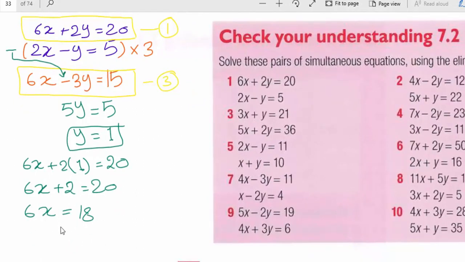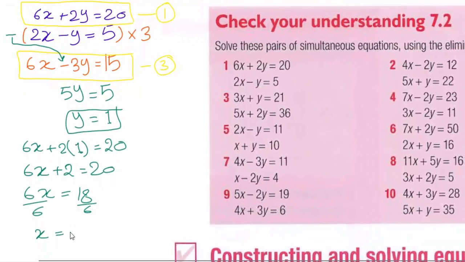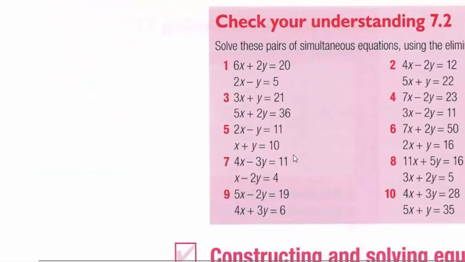6 times which number is 18? 3. Or divide both sides by 6. You see x is equal to 18 divided 6 is equal to 3. X is equal to 3. We got the value of y, we got the value of x. Done. Let's do question 5.